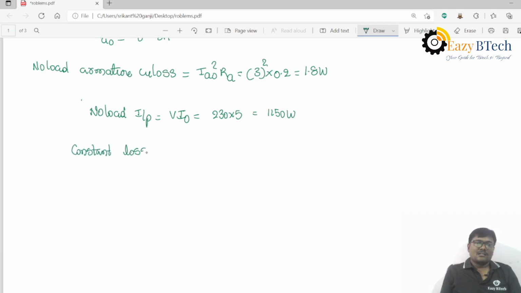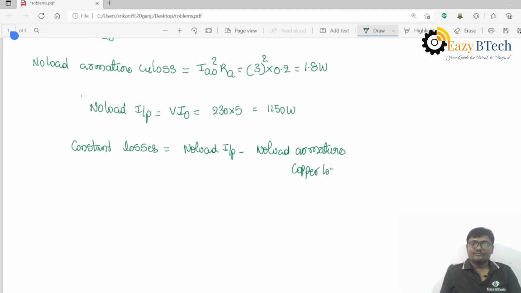The constant losses is equal to no load input minus no load armature copper loss. What is the no load input now? Here it is 1150 minus 1.8. That should be equal to 1148.2 watts.